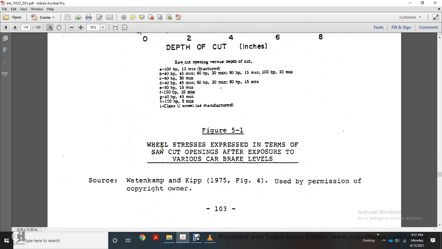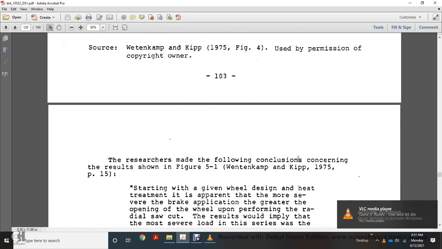Wheel strength expressed in terms of the saw cut opening after exposure to various car brake levels. Researchers have made the following conclusions concerning the results shown in figure 5.1 (Wetmore and Camp, 1975, page 15). Starting with the given wheel design and heat treatment, the greater the brake application, the greater the opening of the wheel.